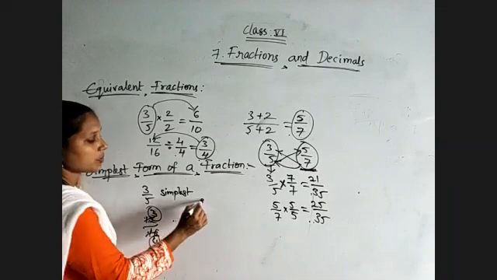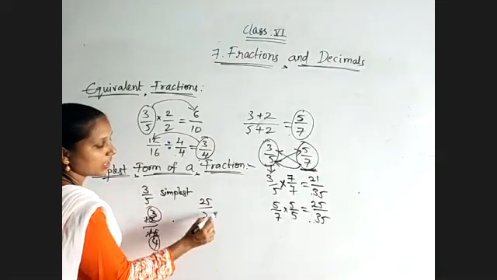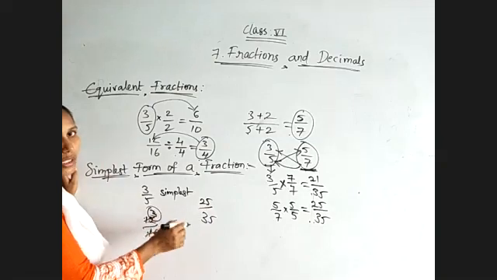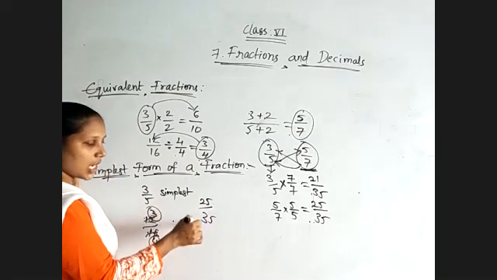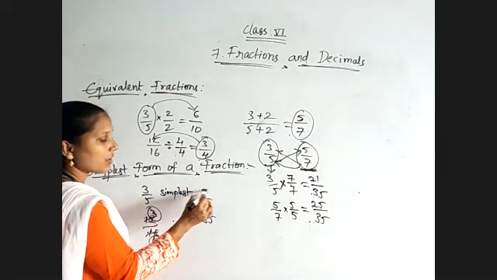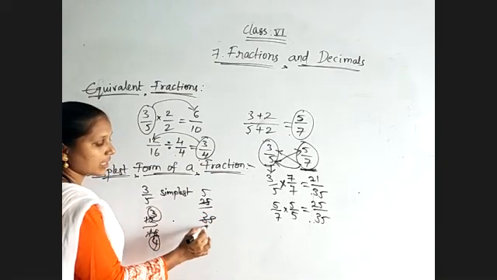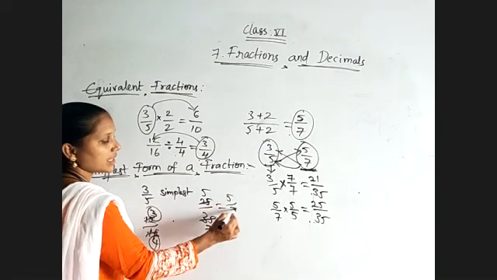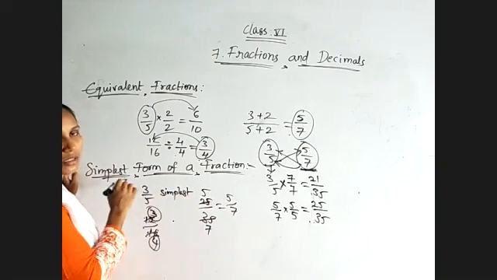That's all. Suppose I have 25 by 35. Because last digit is 5, both numbers are cancelled in 5 table, means they are not in lowest form. The lowest form of this fraction is 5 5s are 25, 5 7s are 35. 5 by 7 is the lowest form of this fraction.